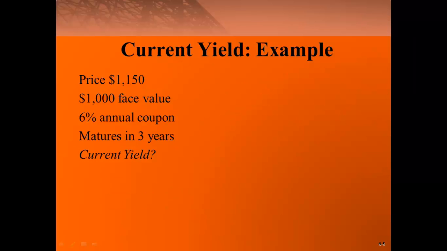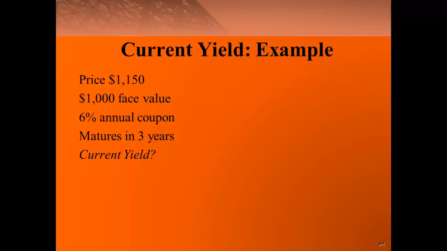So let's do it again. Now the price of the bond is $1,150. Its face value is $1,000. Its coupon is 6% of the face value, which means 6% of 1,000, which is $60. The bond matures in 3 years. What is the current yield of the bond?